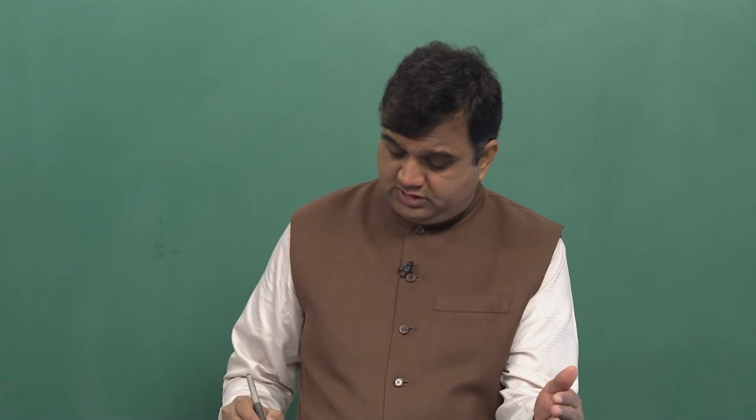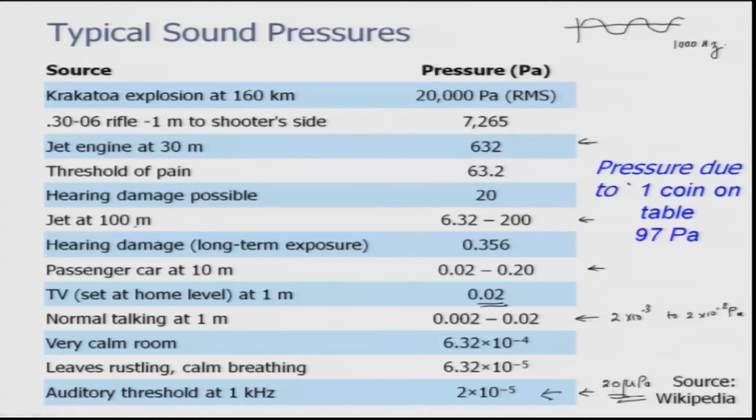can be as low as 20 micropascals, and in most cases they can go as high as a few hundred pascals. Okay. So, the upper limit let us say is 100 pascals and the lower limit is 20 into 10 to the power of minus 6 pascals. So, that means the overall pressure range is something like 5 into 10 to the power of 6, the ratio.